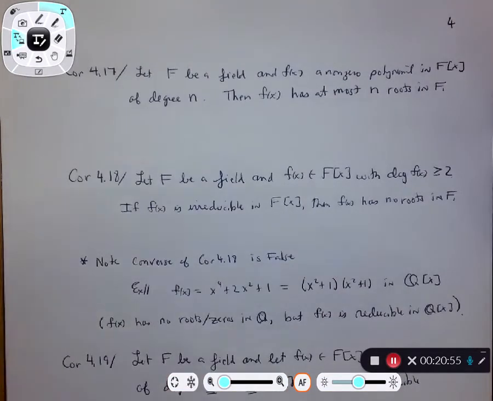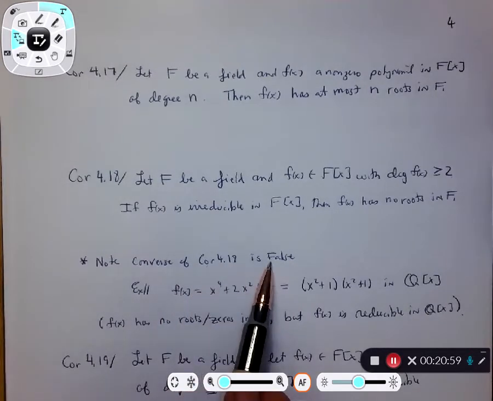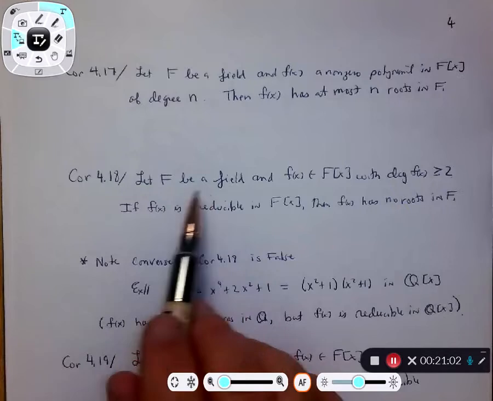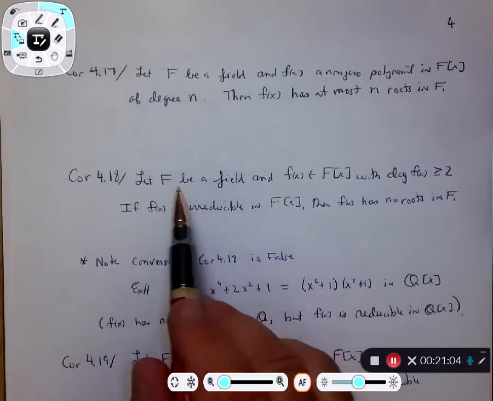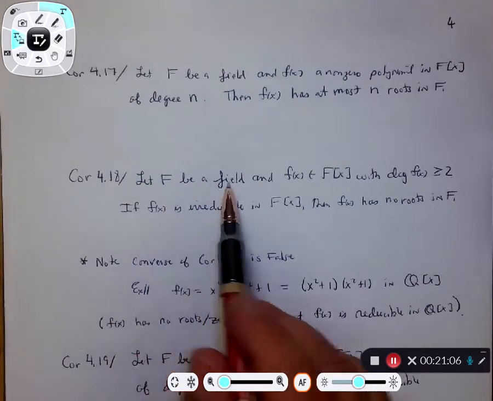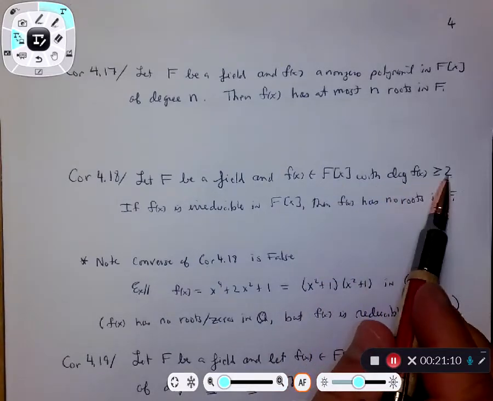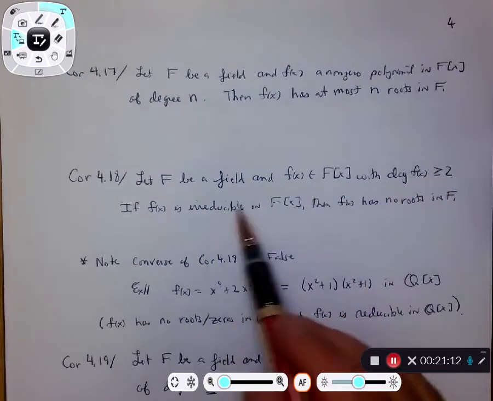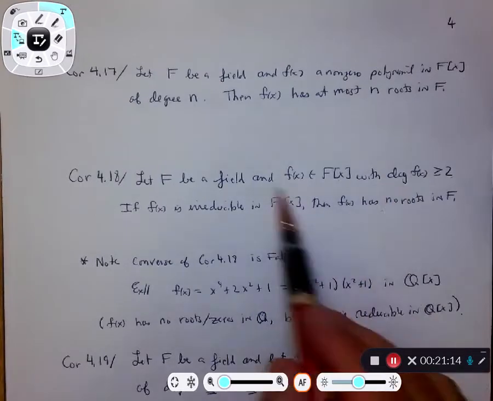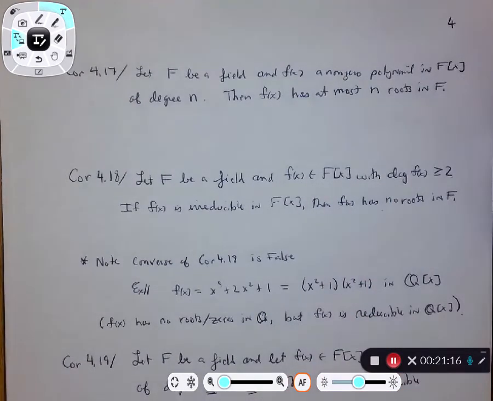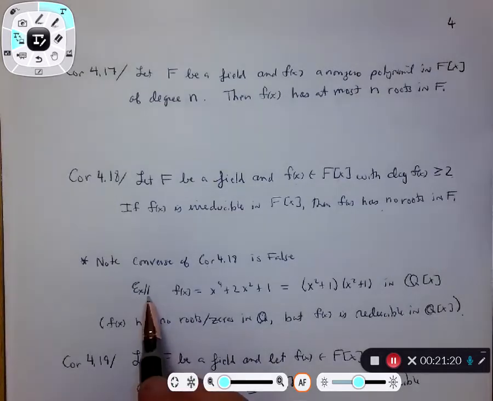However, the converse of corollary 4.18 is false. Now the converse, remember the corollary says this: if F is a field and f of x is an element of F adjoined x with degree greater than or equal to 2, if f is irreducible, then it has no roots. You've got to have all these conditions first. But going back the other way, it's not the case. So let me give you an example.